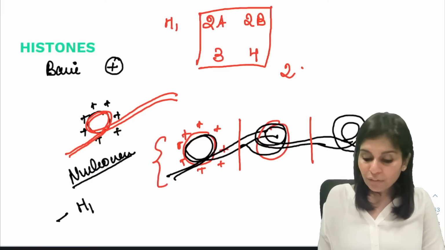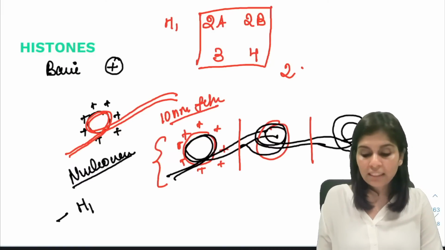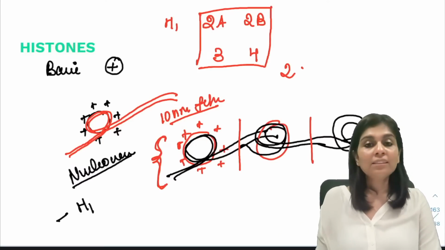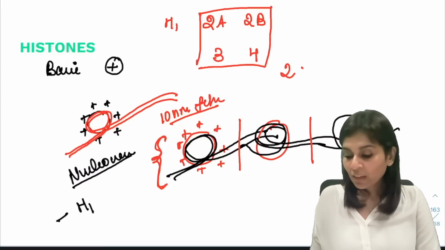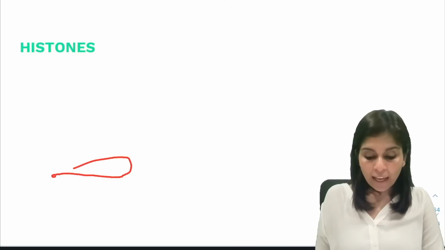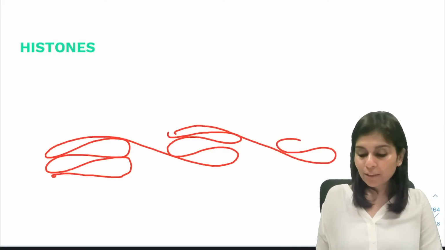Now, one such fibril is called a 10 nanometer fibril because the width is 10 nanometer. Now, you take a segment of this 10 nanometer fibril and you allow it to get folded on itself. Don't you think this is like a beta pleated sheet?